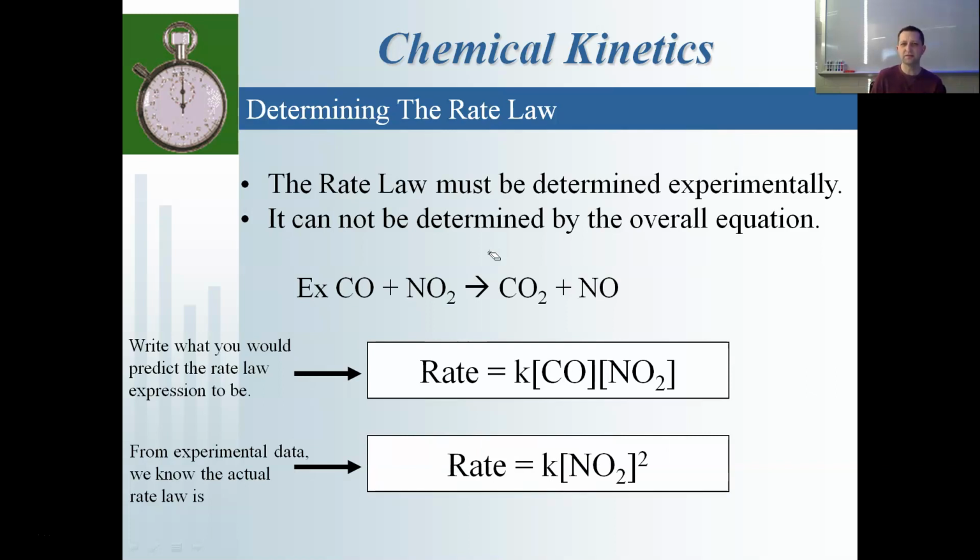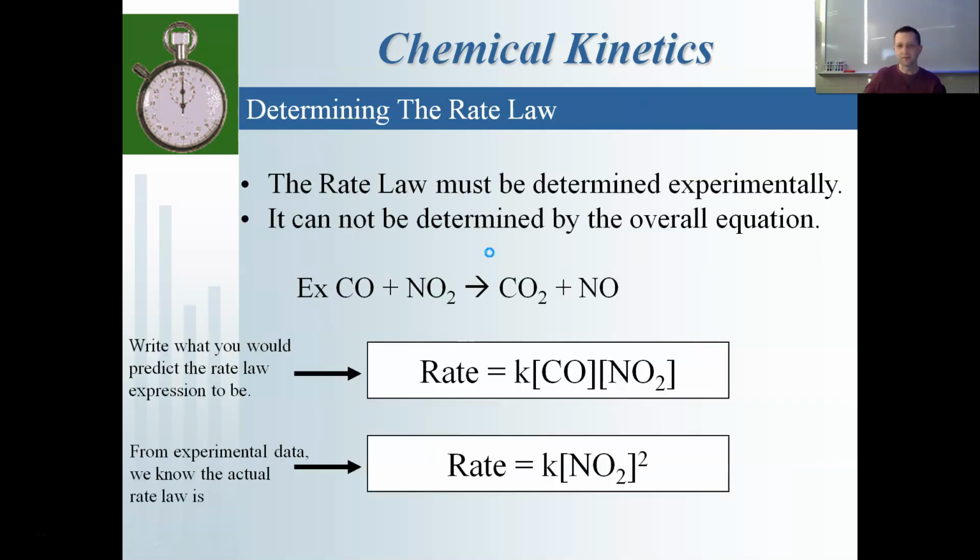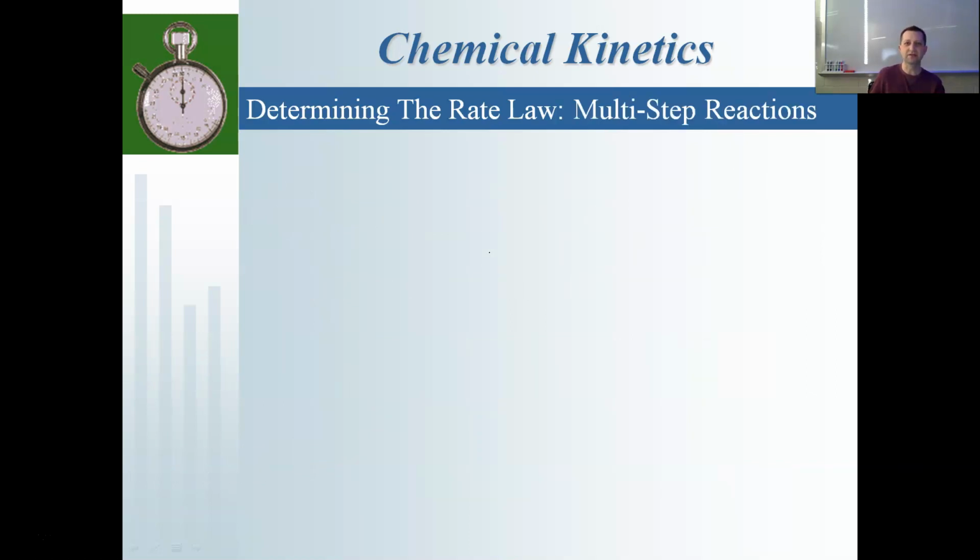So how could this be true? How could this happen? Let's take a look at it. In order for us to have a rate law determined experimentally coming out to k times [NO2] squared, and our predicted rate law based on the chemical equation being k times [CO] times [NO2], we're going to have something called a multi-step reaction. So that's a reaction mechanism. We're used to seeing these in our thermodynamics unit. We're going to see them again right now.